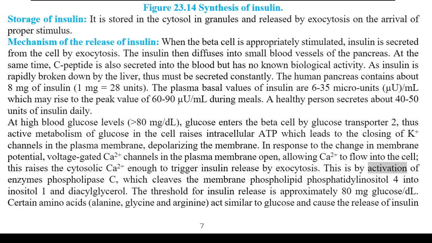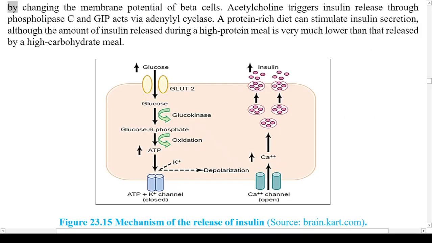This raises the cytosolic Ca2+ enough to trigger insulin release by exocytosis. This is by activation of the enzyme phospholipase C, which cleaves the membrane phospholipid phosphatidylinositol 4,5-bisphosphate into inositol triphosphate and diacylglycerol. The threshold for insulin release is approximately 80 mg glucose/dl. Certain amino acids, alanine, glycine, and arginine, act similar to glucose and cause the release of insulin by changing the membrane potential of beta cells. Acetylcholine triggers insulin release through phospholipase C and GIP acts via adenylyl cyclase.